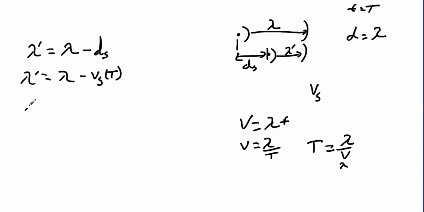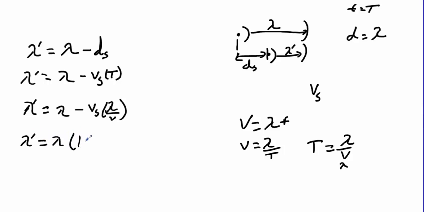So I'm going to go ahead and simplify this a little bit more, or maybe make it more complicated. The new wavelength, lambda prime, is given by the original wavelength, lambda, minus Vs times t, but Vs doesn't change, and t I'm going to change to lambda over the velocity of the wave. Now the good part about this is now I can pull out that lambda. So lambda prime, the new wavelength, is given by the original wavelength times 1 minus Vs over V. So this lets me find the new wavelength.